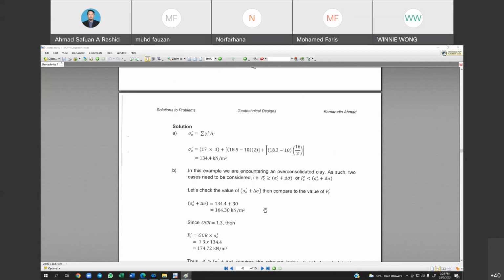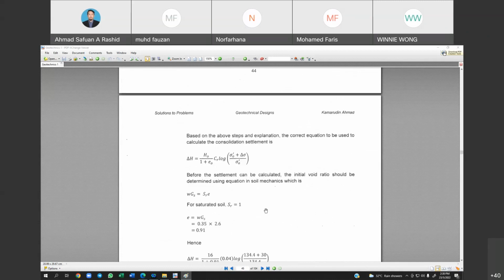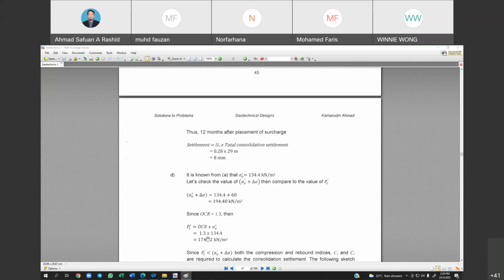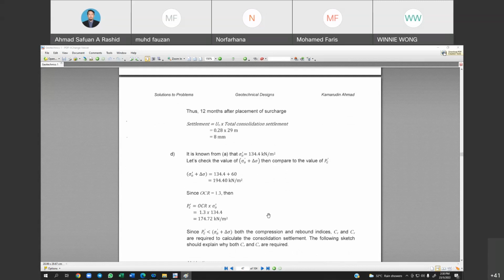So repeat almost the same procedure as B. We need to compare the new delta sigma plus sigma naught, which is 194.4. So the OCR is 1.3. The value of the PC is less than sigma naught plus delta sigma. So both the compression and rebound indices, CC and CR.